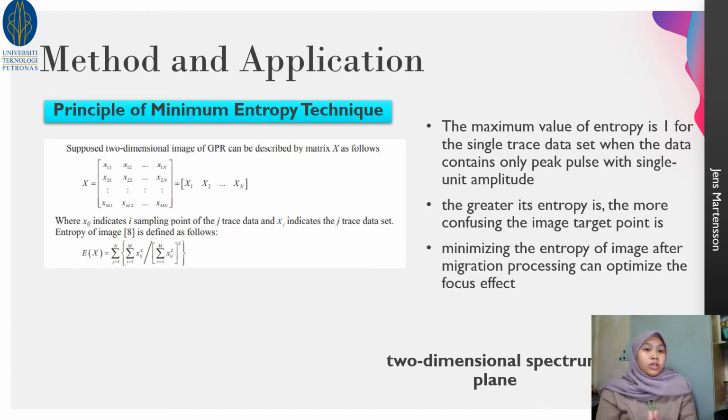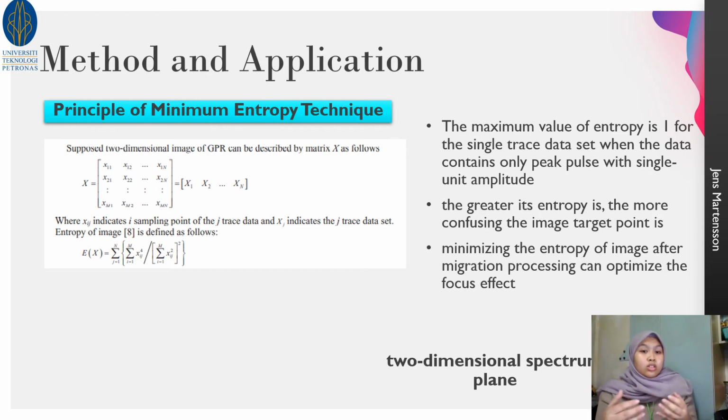So the third method that they use is a combined method with the salt migration method, which they use to combine for the FK filtering. So this technique is a function to help solve the migration equation. The maximum value of entropy is 1 for a single trace data set when the data contains only a peak pulse with a single unit amplitude.